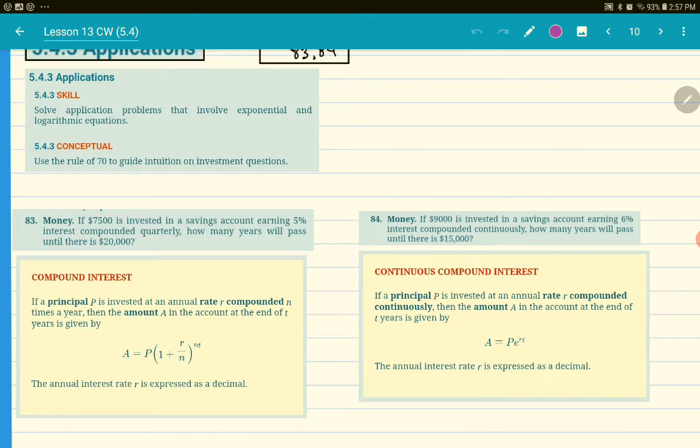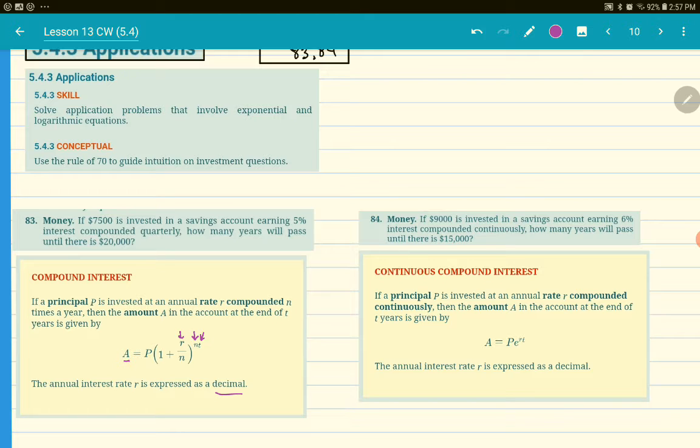These are two equations that we use for interest. Here A is the amount of money you make after a certain amount of time. T is that amount of time in years. N is the number of times per year that the interest is compounded. And R is your rate as a decimal.